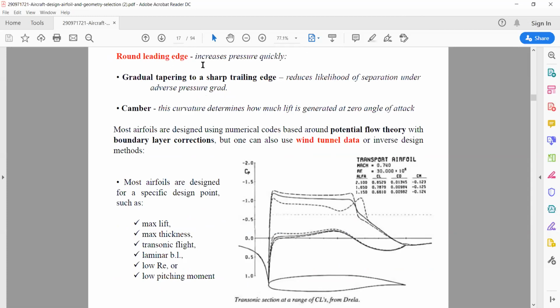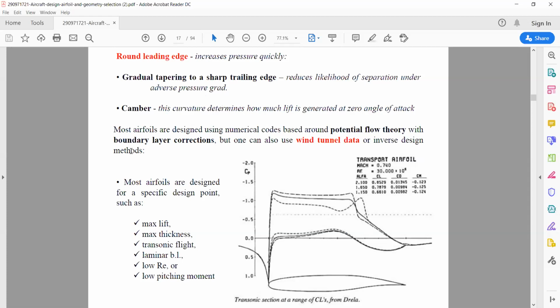The round leading edge, as in the airfoil I showed you before, increases the pressure quickly, and the gradual tapering of the sharp trailing edge reduces the likelihood of separation under the adverse pressure gradient. And camber, this is the curvature. You can see this curvature, what it represents. The curvature determines how much lift is generated at zero angle of attack. This concavity at the bottom tells how much lift I can achieve at 0 degrees. That can be determined by this concavity.